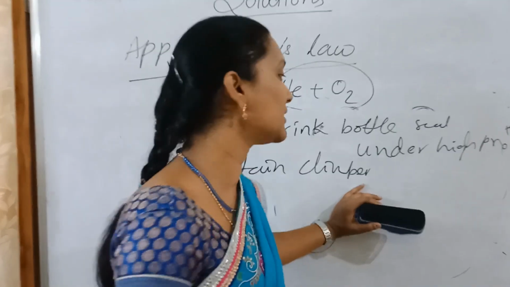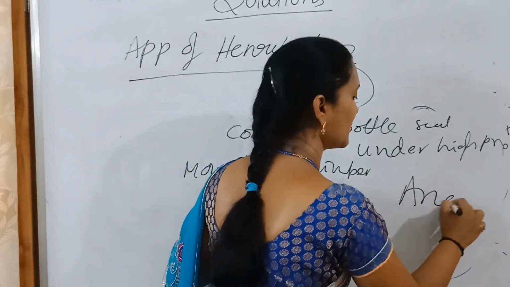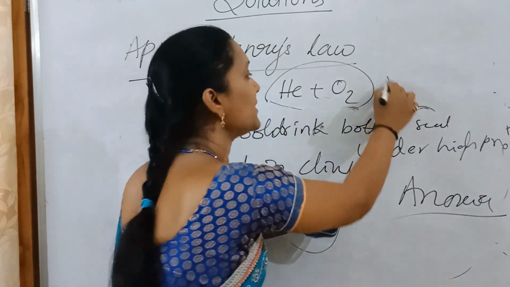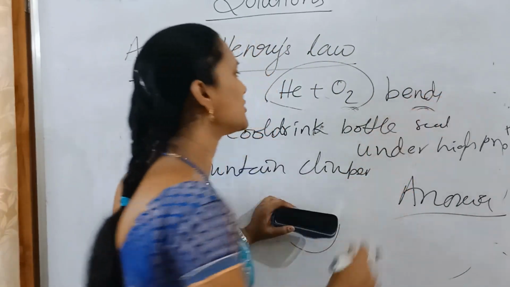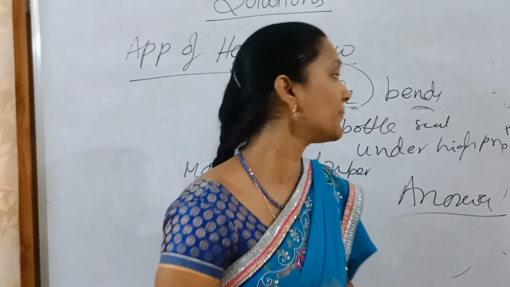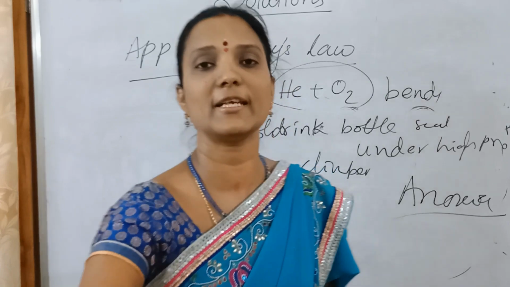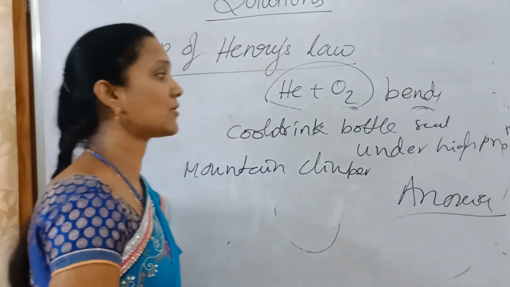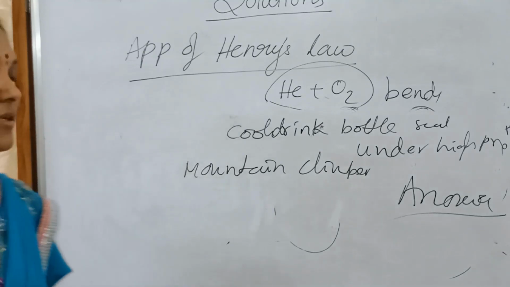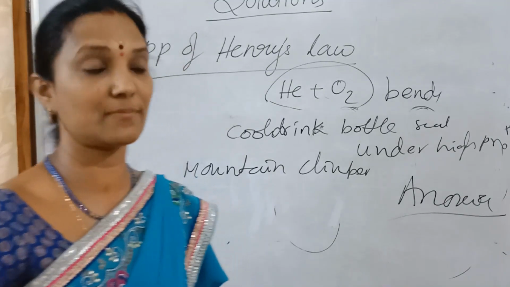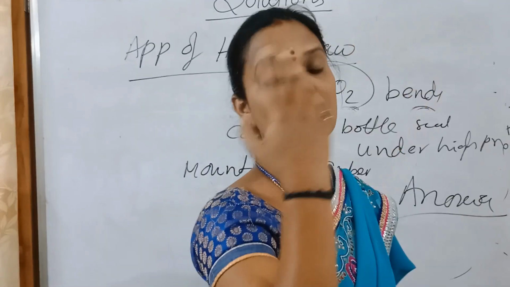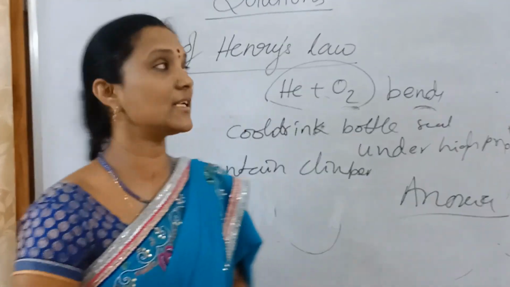They lose their thinking power. That is anoxia. What is that effect's name? That is anoxia. Okay, three very important applications. One is that cool drink bottles are sealed under high pressure, second is that for deep sea divers we use a helium-oxygen mixture, and mountain climbers' thinking power is less because of less solubility. That effect's name is anoxia. Pressure decreases, so the solubility of oxygen in blood decreases.